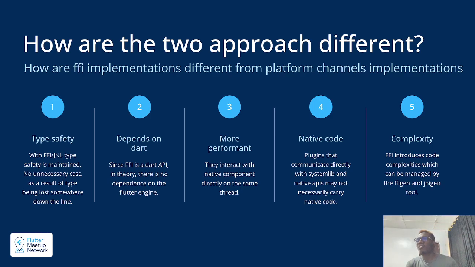Complexity. FFI introduces code complexity, and this is one disadvantage or limitation. The foreign function interface introduces code complexity, which can be managed by FFIGen and JNIGen. So FFIGen and JNIGen are code generation. You don't need to know what's going to happen under the hood. However, if you're interested, you could look it up. It's open source and available out there, you can read it. But that code complexity is not managed by you, it's done by FFIGen and JNIGen, so you don't need to worry about it.